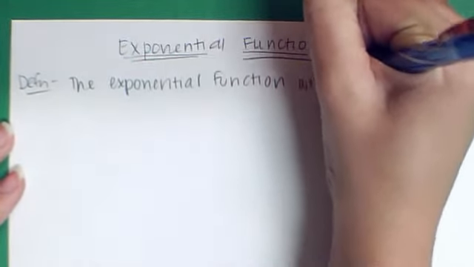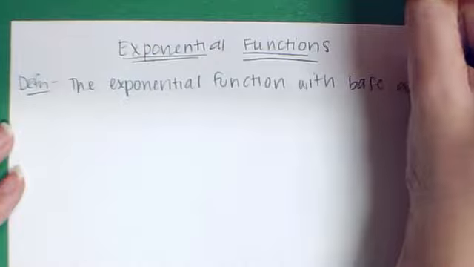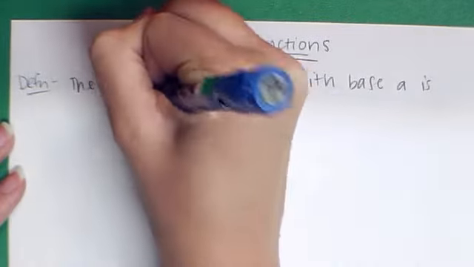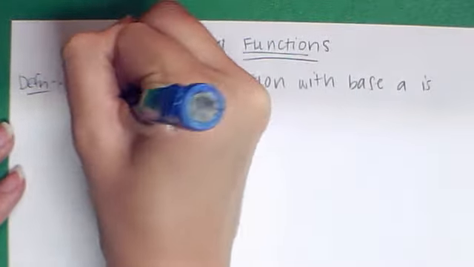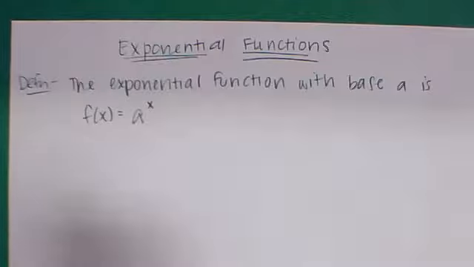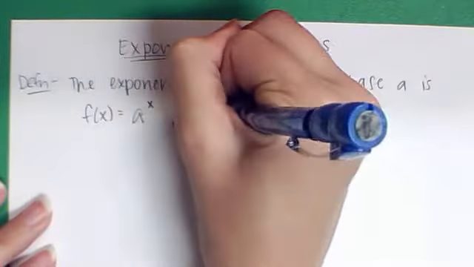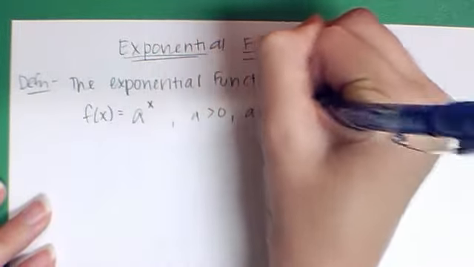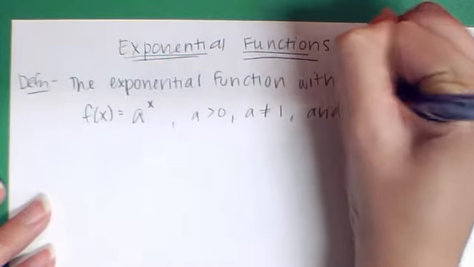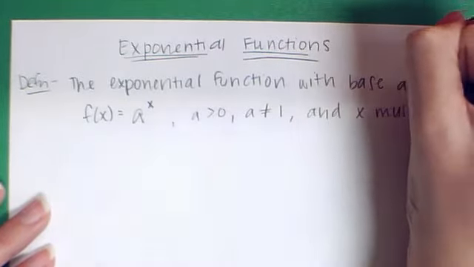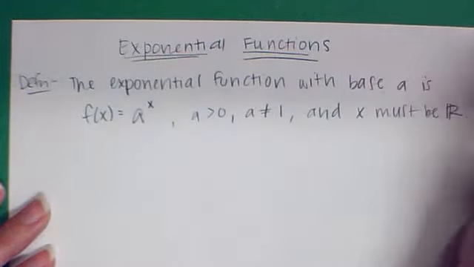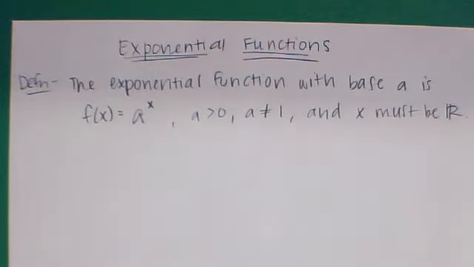So we're going to start with the definition of an exponential. The exponential function with base a is f of x equals a to the x power, where a is greater than 0, a does not equal 1, and x must be real. So it must be a real number as opposed to being an imaginary number, which is what we've talked about before with the complex numbers. The x has to be a real number.